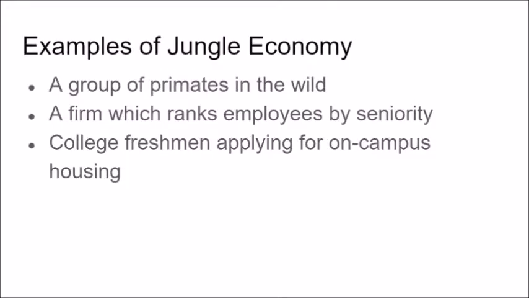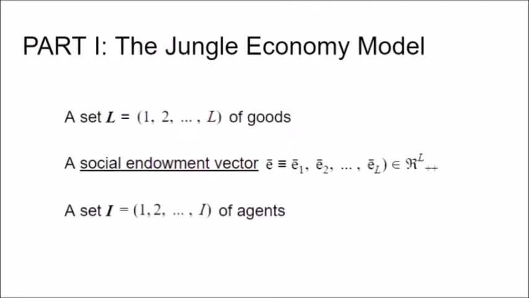Some examples of a jungle economy might be, in the most literal sense, a group of primates in the wild. You see a group of monkeys or apes that are separating a pile of bananas, you are witnessing a jungle economy. A more practical example might be a firm which ranks its employees by seniority. The employees who have been around for longer are considered more powerful, they have more say, they might have more privileges in what they get. Another example might be college freshmen applying for on-campus housing. Now, in this example, it might be a little more difficult to determine what exactly counts as more or less powerful, but we will get there shortly.